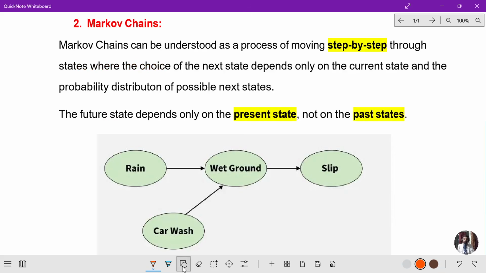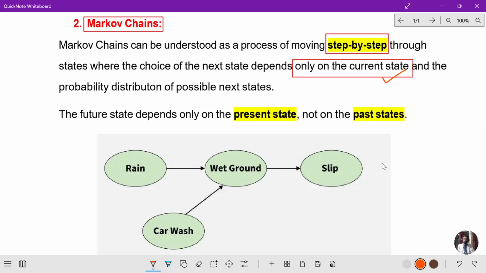This second concept is called the Markov chain method. So what is this Markov chain method? A Markov chain can be understood as a process of moving step by step through states, where the choice of the next state depends on only the current state. Very important. It depends on only the current state and the probability distribution of next states. So remember all of you, in this the future state depends on only the current state. Very important point. And it does not depend on the past states.